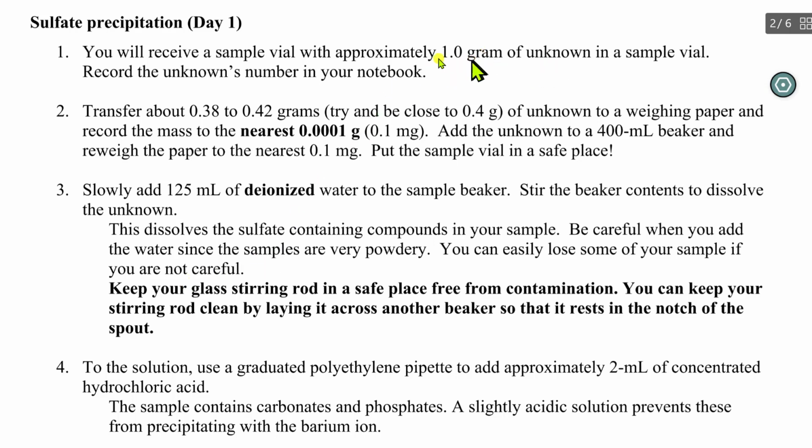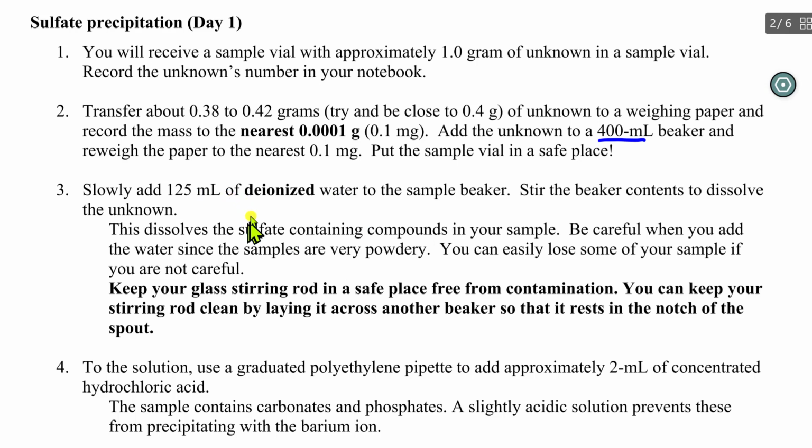So you're going to get about 1 gram of sample in a vial, and you're going to take about 0.4 grams. This is a fairly acceptable range, but try to get as close to 0.4 grams as you can of known and unknown, and you'll weigh it by difference and add it to a 400 milliliter beaker. You'll do this twice, and in fact you can do both of your unknowns at the same time. Then you're going to add 125 milliliters of deionized water to the beaker. So each beaker gets 125 milliliters of water.